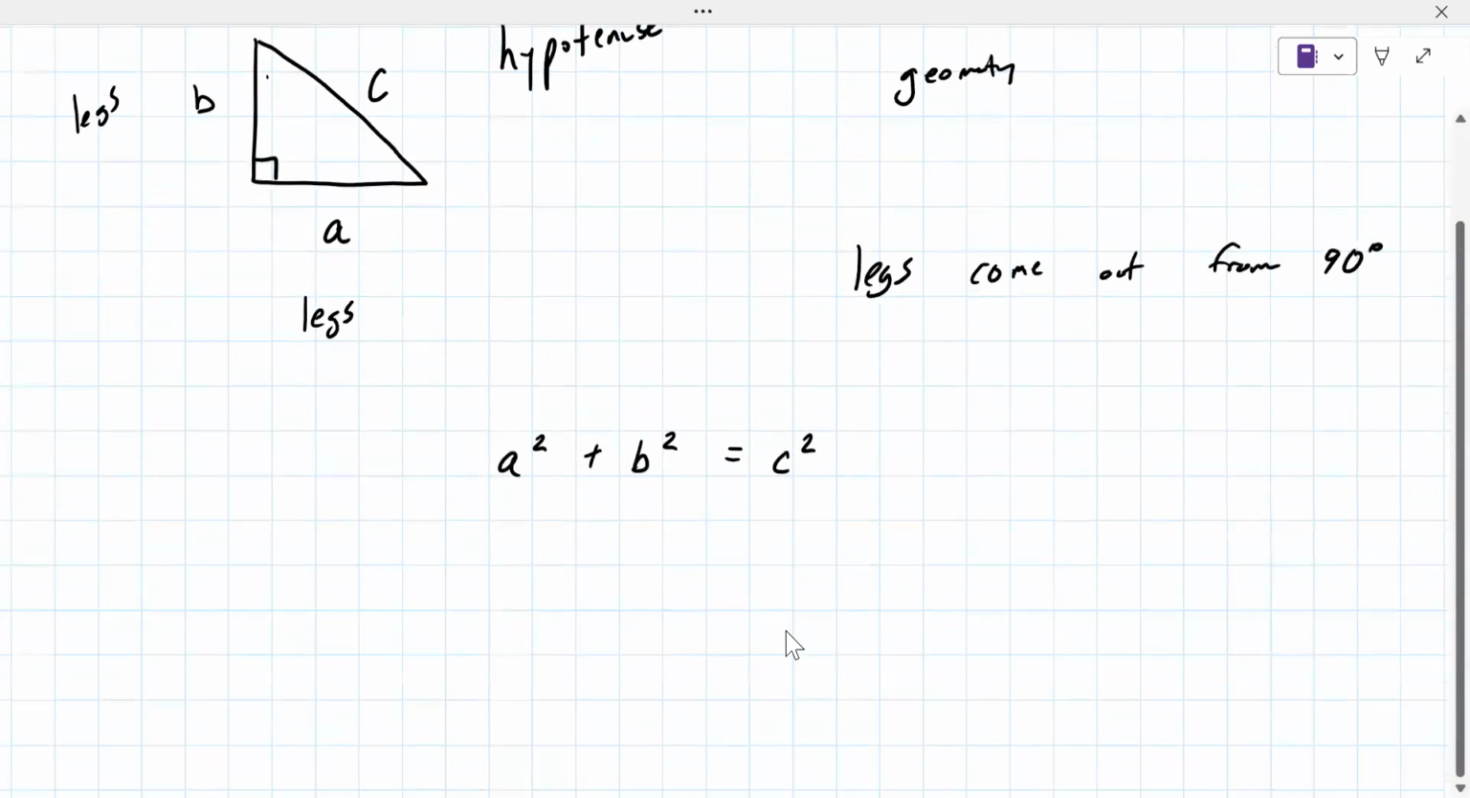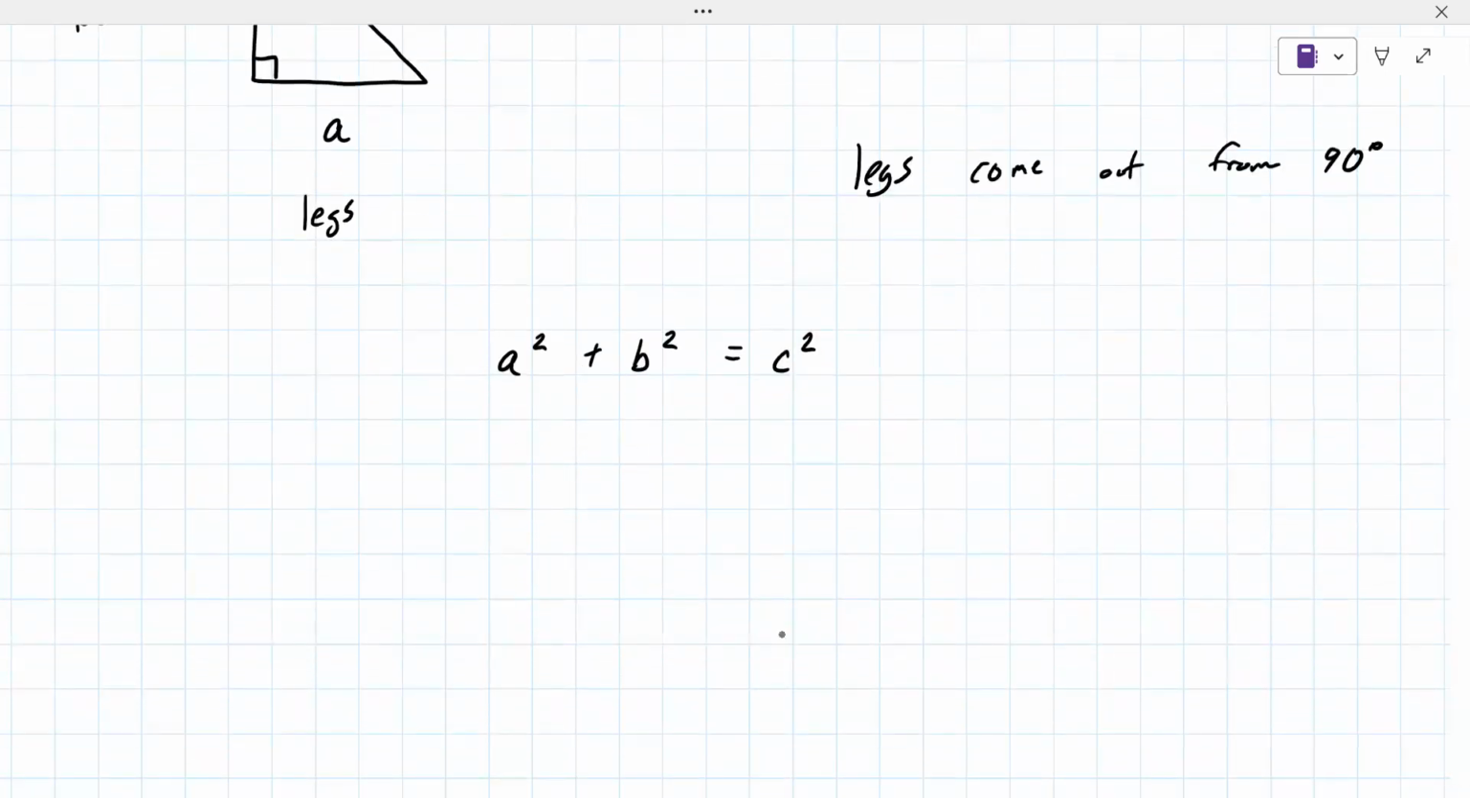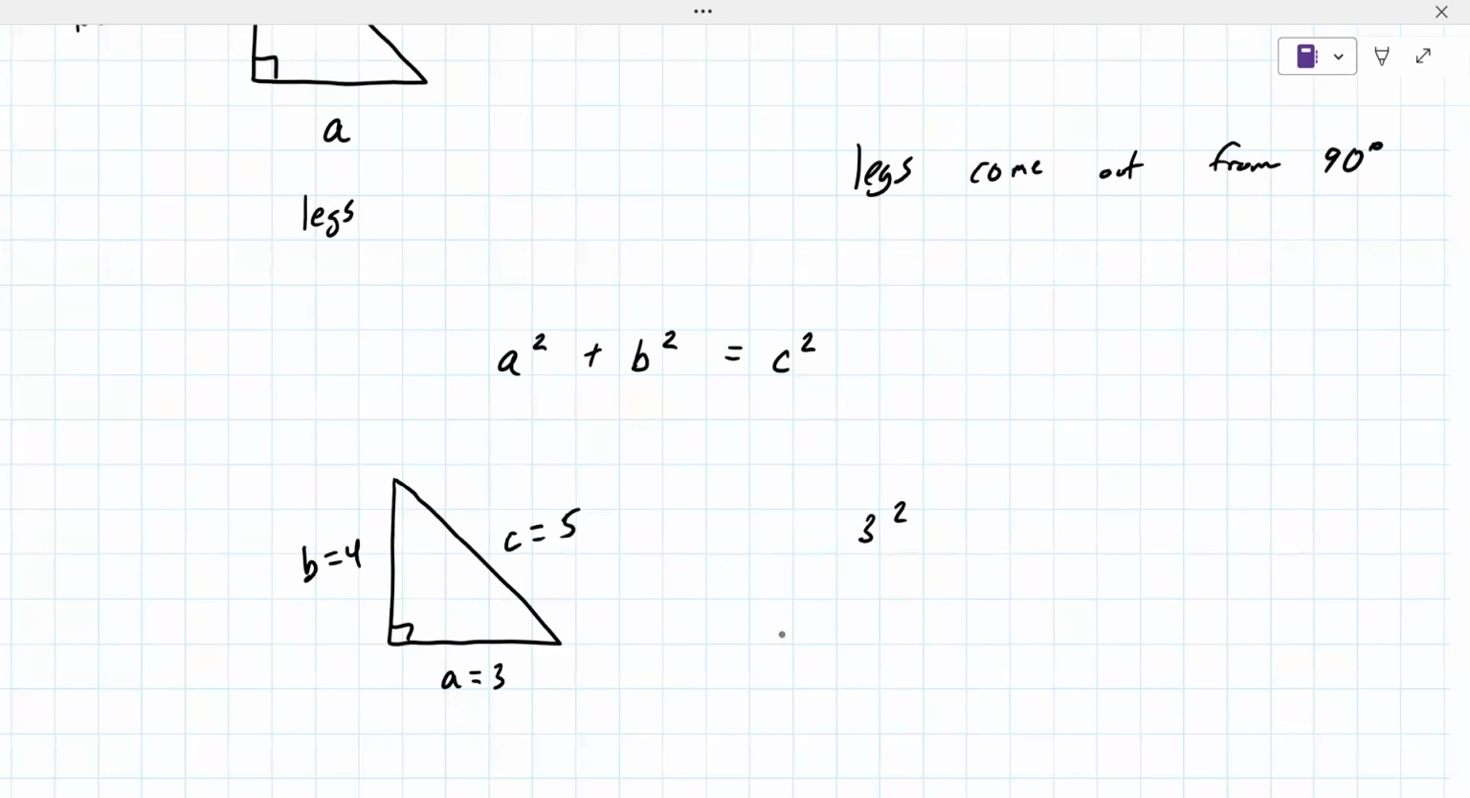So let's just see this in action here. So let me give you a problem here where we have A, which is 3, B, which is 4, and C, which is 5. So what we're going to do here is put these numbers into the formula. So instead of A, it's 3 squared. Instead of B, it's 4 squared. Instead of C, it's 5 squared, like that.